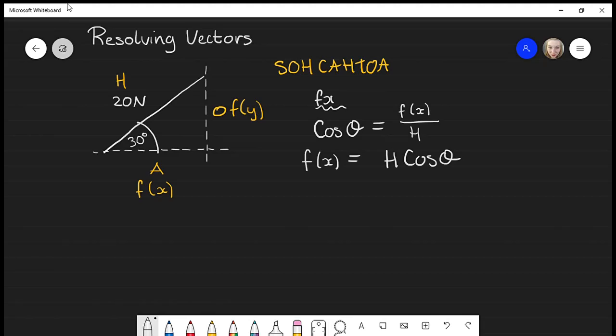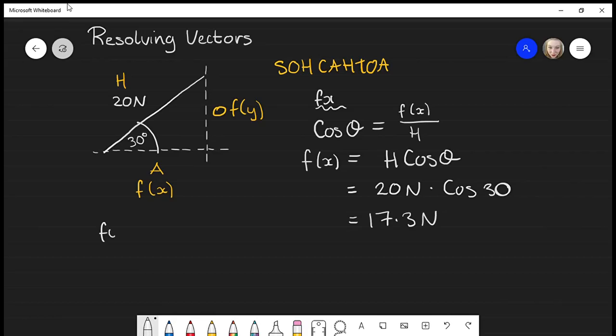So when we plug in the numbers, fx is 20 newtons times cos 30. And remember to make sure that your calculator is in degrees. This gives us 17.3 newtons.